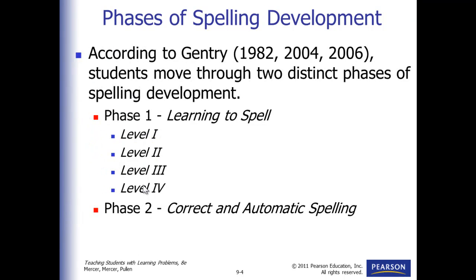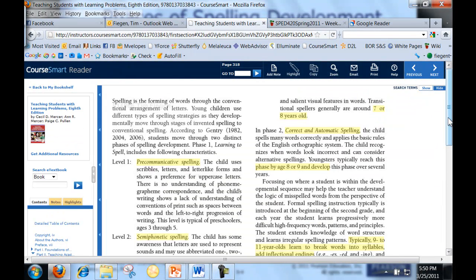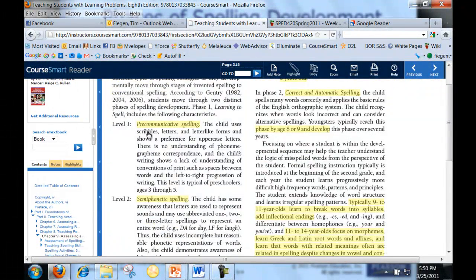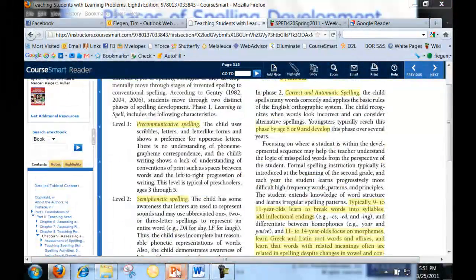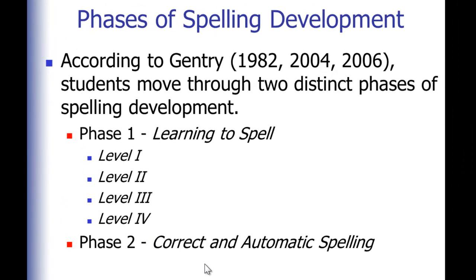So first of all, I want to jump back to the textbook if I could here, and just start out with some of these authors' thoughts on spelling. Spelling is the forming of words through the conventional arrangement of letters. Is that profound? Probably not. Talks about these different levels here. Gentry says there's 2 phases to learning spelling. The first phase is just learning to spell, and it has these 4 levels in it, as I have here in the notes for you. And I'll ask you to make some notes about each of these phases. Phase 1, learning to spell, and Phase 2, correct and automatic learning.